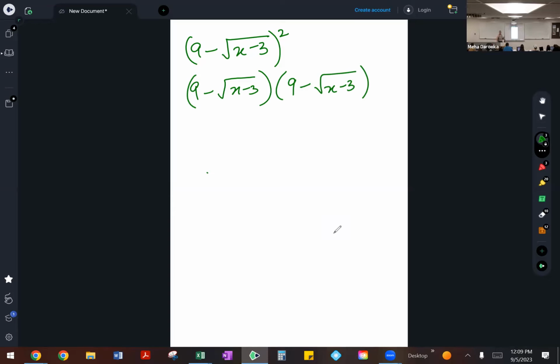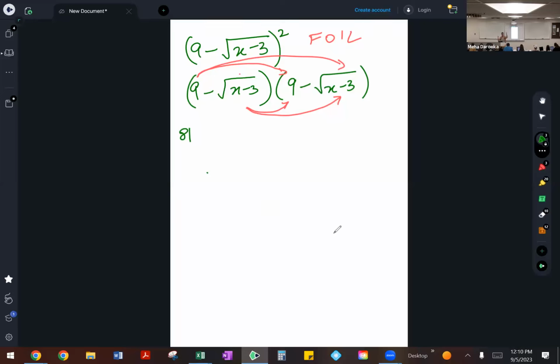So technically we are still doing FOIL here. You're going to take the first term multiplied into itself, then the outer terms, the inner terms, and then the last. So you're still following that same process here. The first terms will be positive 9 times positive 9. So 9 times 9 is 81.